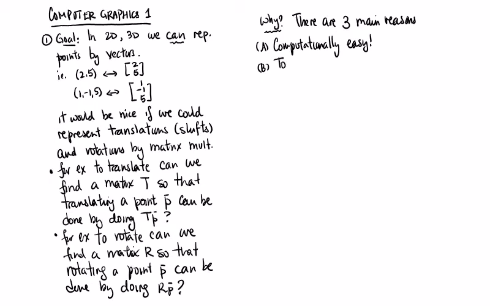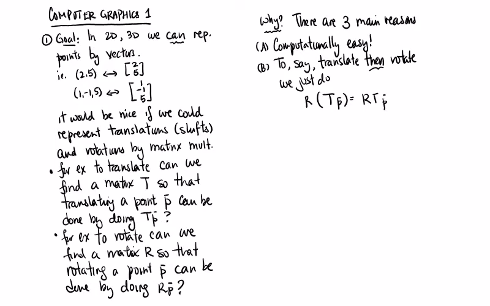B, if we wanted to do 2 things in succession, we could just multiply matrices. For example, let's say translate, then rotate. We just do T times P first, and then times R. That's the same as RTP, and that's also convenient, because in other words, RT just does both of those things together.